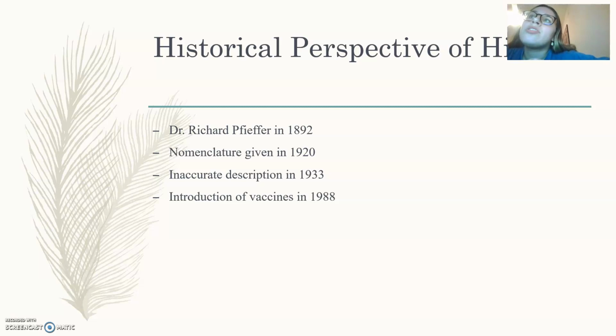And also, the vaccine arrived in 1988, so there was a long time before people could start being cured of this disease, because before this, a lot of young children and infants were dying from meningitis, which is one of the serious conditions that Hib causes. So with the introduction of the vaccine, the incidence rate went down a lot, which was very good.